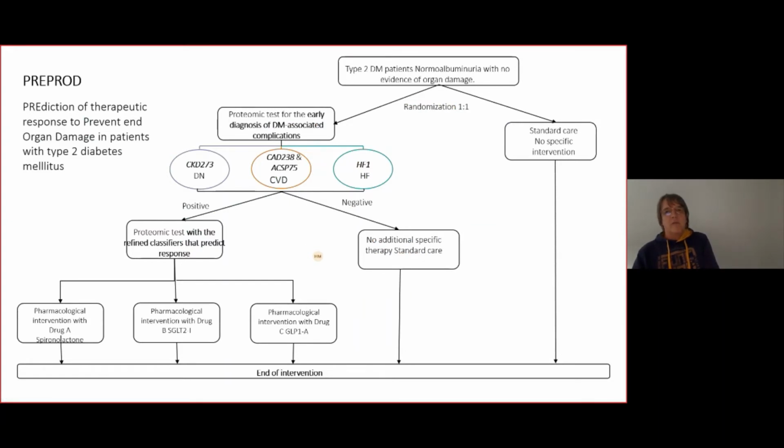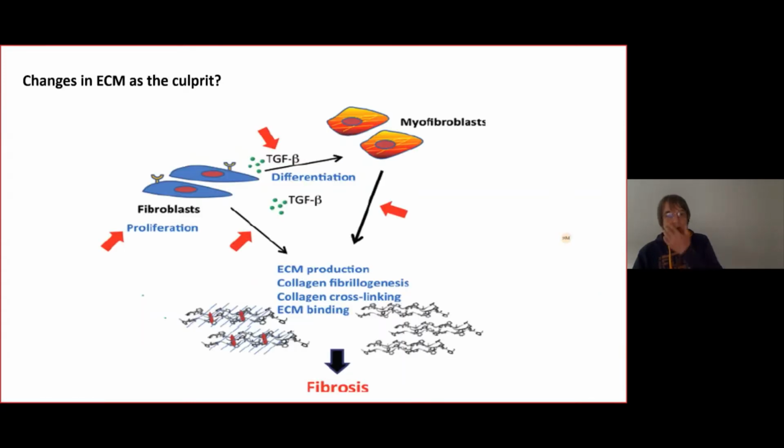And this is now being implemented. Hopefully, we're trying right now to get the financing for a study called PRE-PLOT, where we take patients at risk. So these are type 2 diabetic patients with no evidence of organ damage. And then we randomize them 1-to-1. In the early diagnostics group, we apply different classifiers that predict heart failure, coronary artery disease, or also kidney disease. And those that are positive will then be tested with refined classifiers to predict response to 3 classes of drugs: spironolactone, SGLT2 inhibitors, and GLP-1 agonists, and then perform intervention and, of course, compare to the standard care. And I quite frankly think that this will result in a major improvement in outcome for the patients.